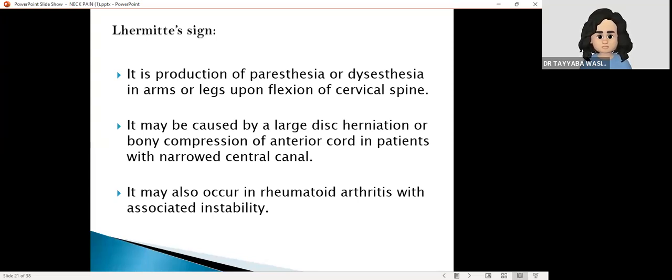The next test is the Lhermitte sign. In this test, there is production of paresthesias and dysesthesias upon flexion or extension of the cervical spine. If we command the patient to flex and extend the cervical spine and the patient feels paresthesias, dysesthesias, tingling sensation or discomfort in the arms or legs, the test is positive. It can indicate a large disc herniation, or bony compression of a cervical spinal cord that is already narrowed, for example by bony spurs. Another important inflammatory condition in which it can occur is rheumatoid arthritis.